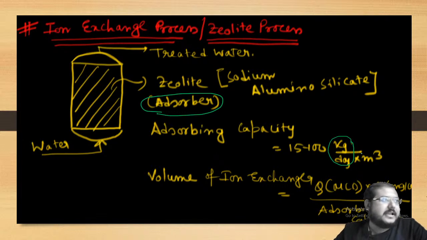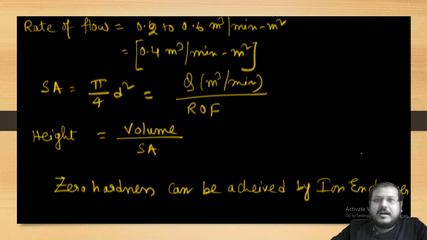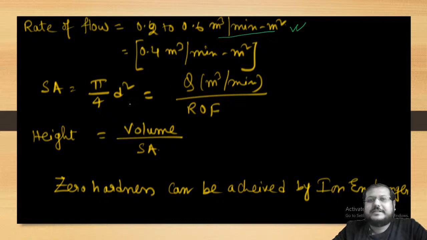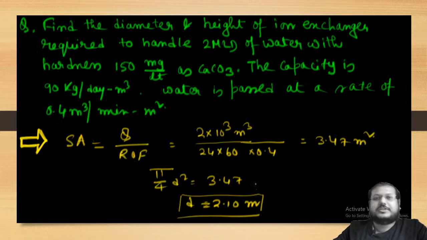It will adsorb on the outer level of the molecules. Rate of flow will vary between 0.2 to 0.6 meter cube per minute per meter square, but surface area will be Q by RF, where this one is 0.4 meter cube per minute per meter square. Height will be volume by surface area, and zero hardness can be achieved by the ion exchange method. Okay, we're just going for a problem.